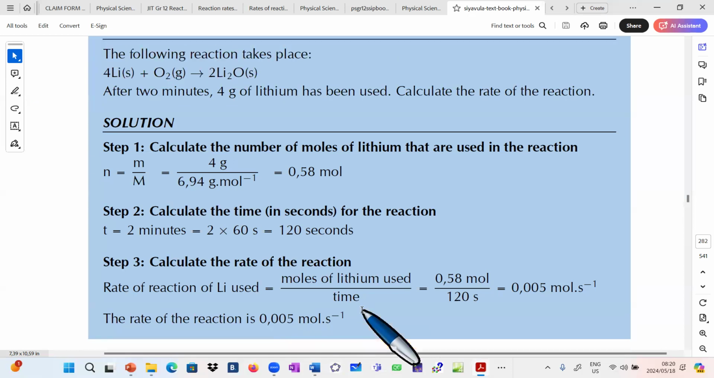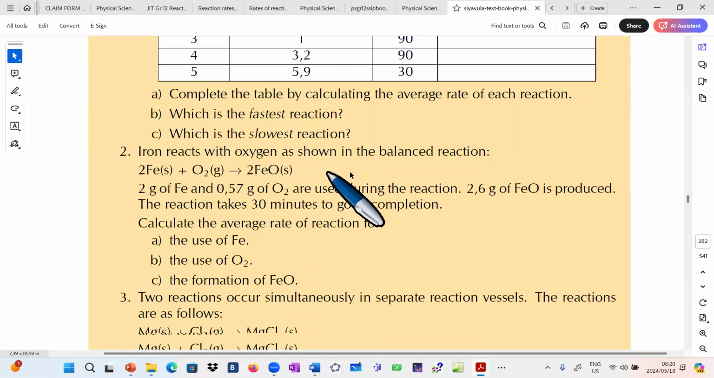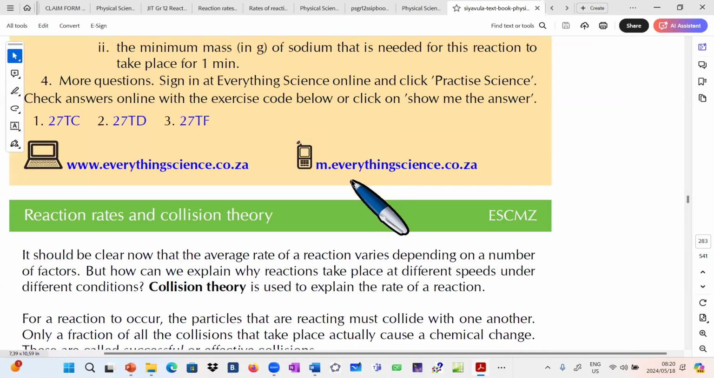So it's an example where we were able to calculate the rate of the reaction when we're given the mass of the lithium that had been used. But now let us continue to crack more science. Let's look at the next point.